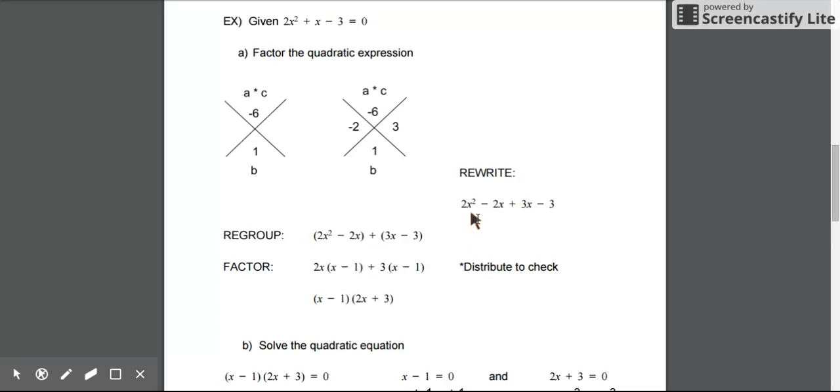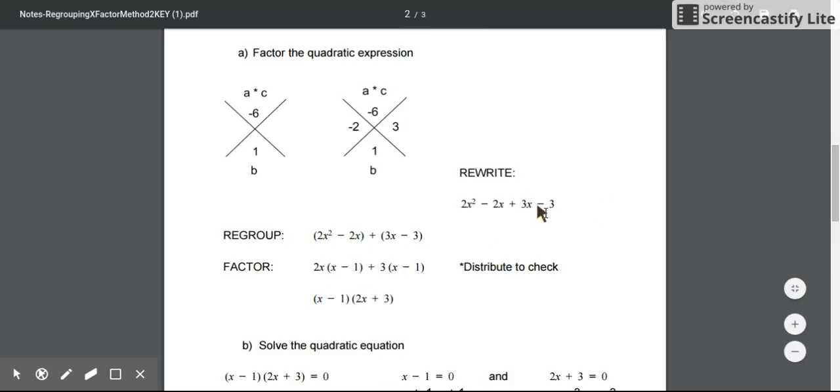So regrouping the first two terms together, 2x squared and negative 2x, I could take out their greatest common factor, 2x, and that leaves behind x minus 1. Again, distribute to check. 2x times x is 2x squared. 2x times negative 1 is negative 2x.